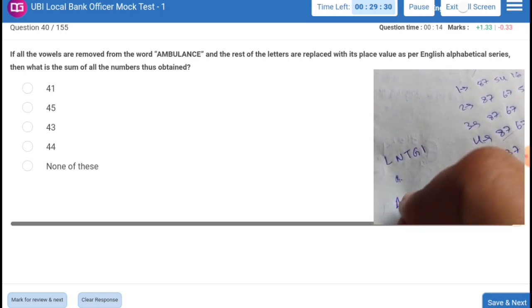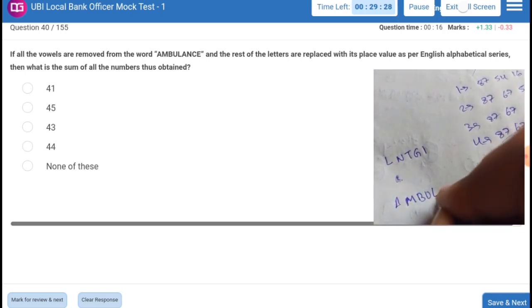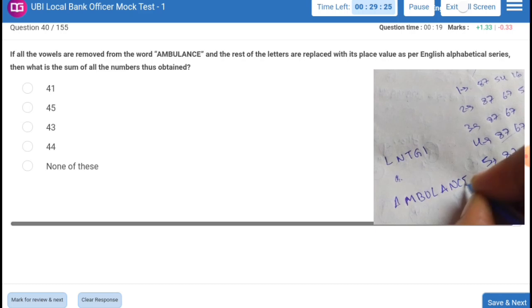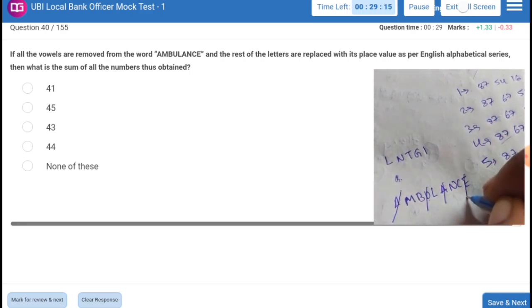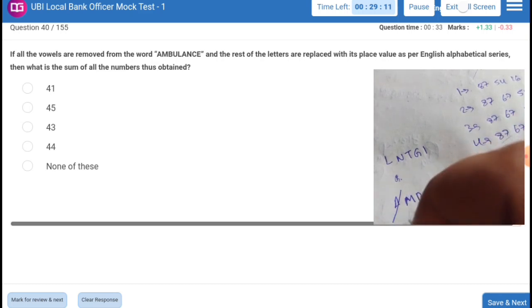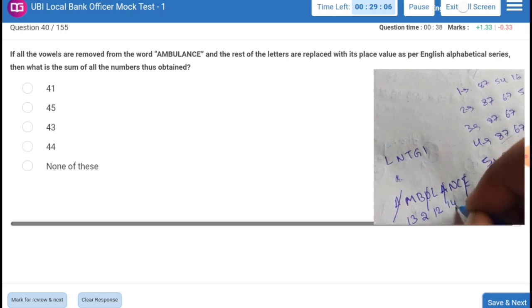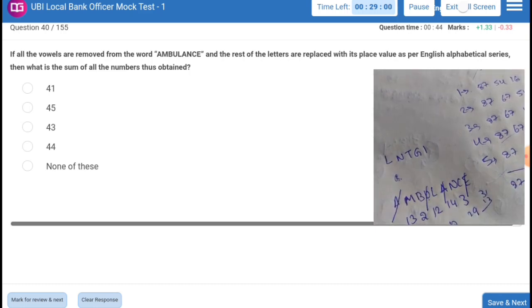So, ambulance. All vowels removed from the word. The rest of the letters are replaced with the place value as for the 13b to 12, c3, 17 29 31 44.